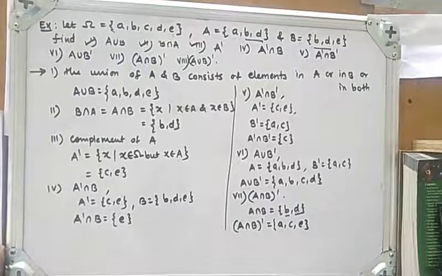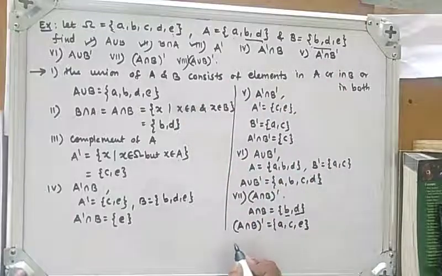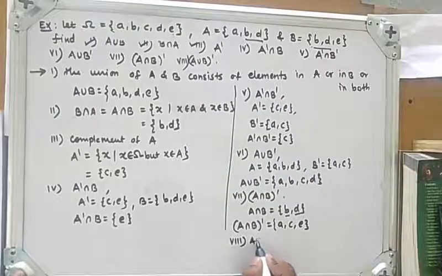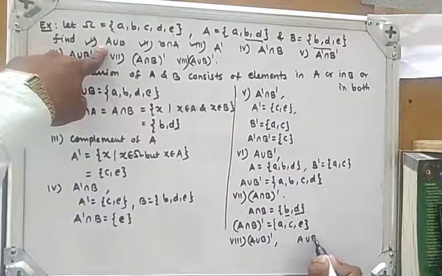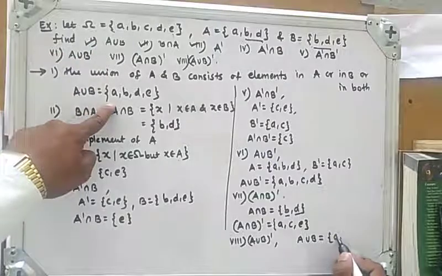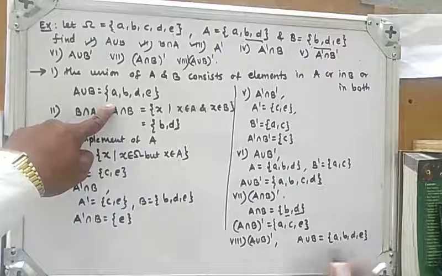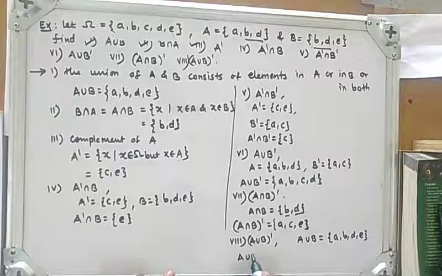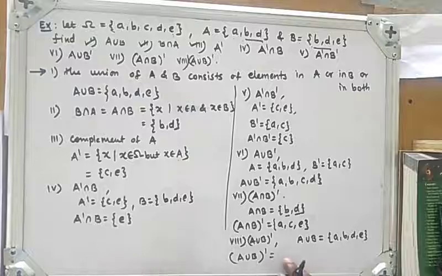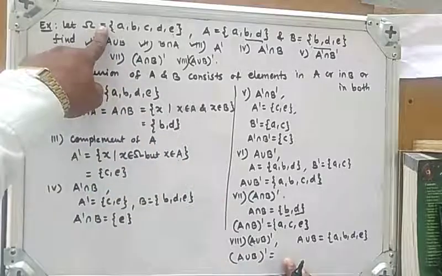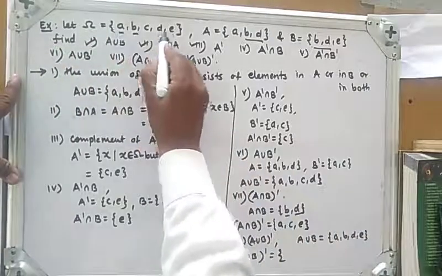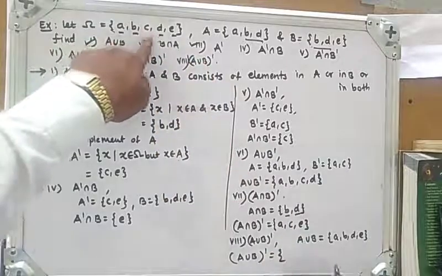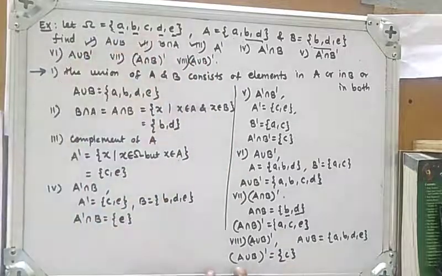Now next to find out A union B complement. So eighth, A union B complement. Now we know A union B. So what is A union B? A union B has elements A, B, D, E. Then the definition of A union B complement is the set of all elements which are in omega but which do not belong to A union B. Means what? A, B, D, E. So we don't take A, B, D, E elements. So we will get only a single element C. A union B complement is equal to C, right?